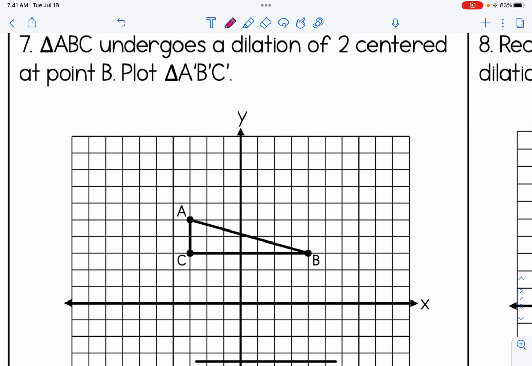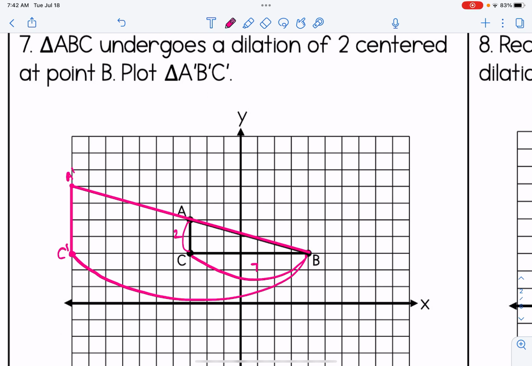All right, let's look at a couple more. Number 7, triangle ABC undergoes a dilation of 2 centered at point B. Plot triangle A prime, B prime, C prime. All right, so from B to C, I have 7 units, so I need to go 14 units away, and that's going to land C prime over here. From B to A, it's left 7 and then up 2, so I'm going to go left 14, up 4. Here's A prime, and then I'm just going to make nice straight lines connecting them.